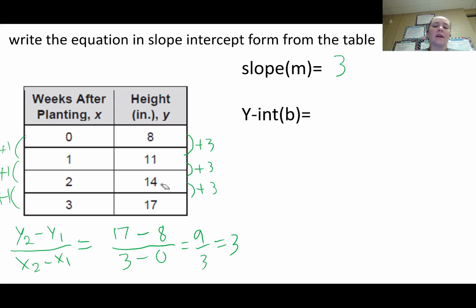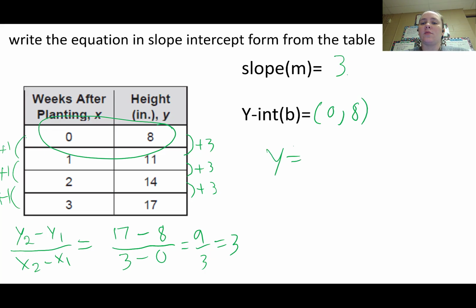All right, so do I have somewhere where our x is equal to 0? I do, right here. That's my y-intercept. It's the point 0, 8. So my equation will be y is equal to my slope, which is 3x plus 8.